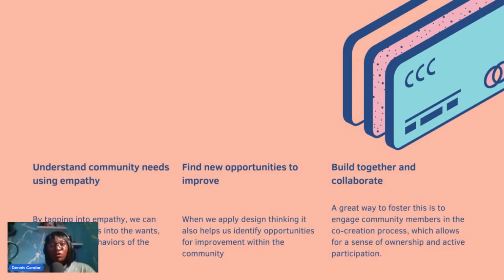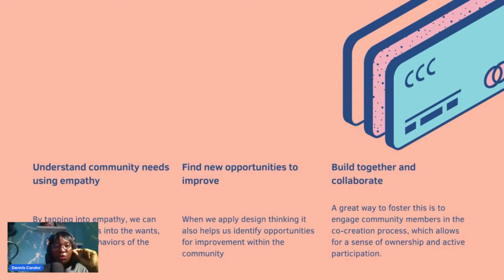The next step is for you to find new opportunities to improve. Of course, by asking the right questions, that would help you clearly understand what your community needs and what you can do better for them. So, when you apply design thinking, it helps you identify opportunities for improvement within the community. You can get to know how everyone communicates, basically, how they collaborate, how they build things, how they bring up their ideas. Empathy helps you understand or identify new opportunities to improve within the community.